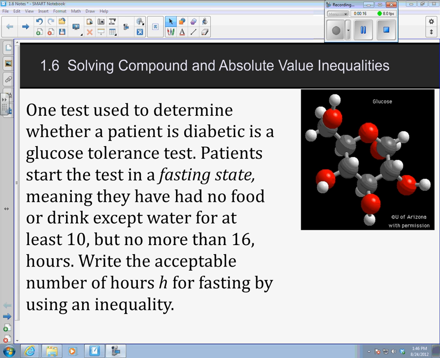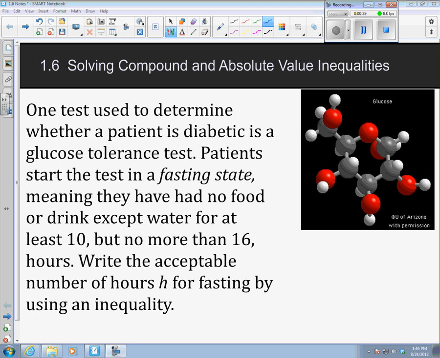One test used to determine whether a patient is a diabetic is a glucose tolerance test. Patients start with the test in a fasting state, meaning they have had no food or no drink except for water at least 10 hours, but no more than 16 hours. Write the acceptable number of hours, H, for fasting by using an inequality.